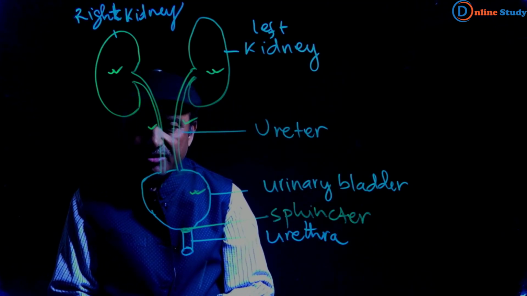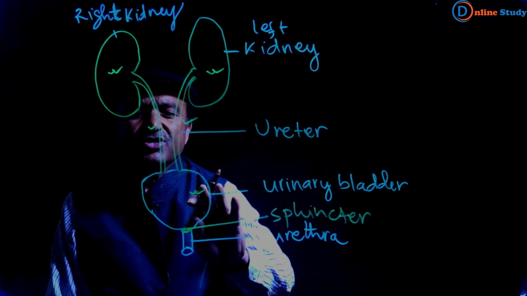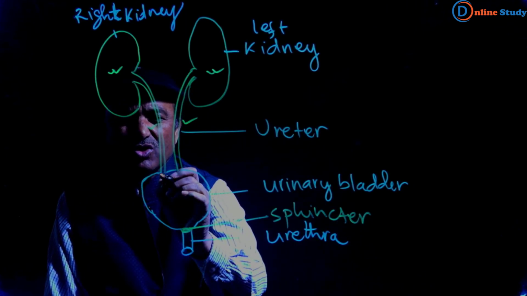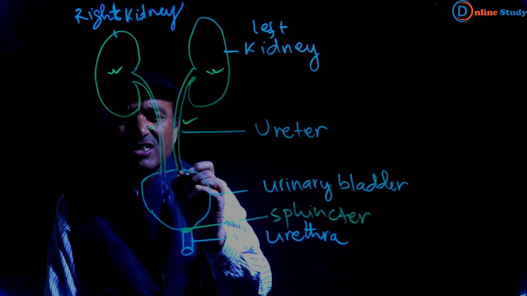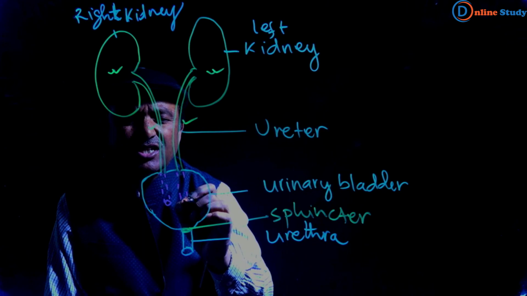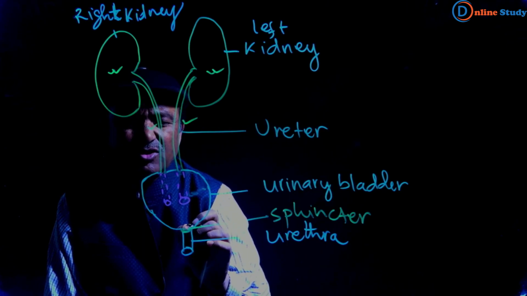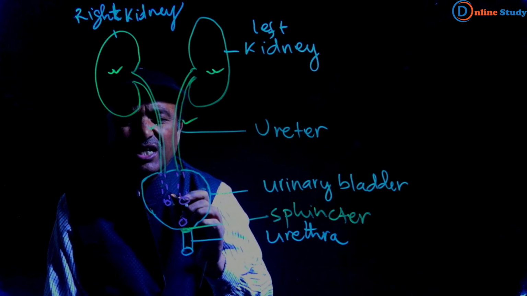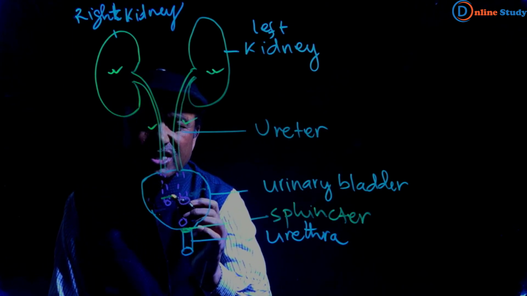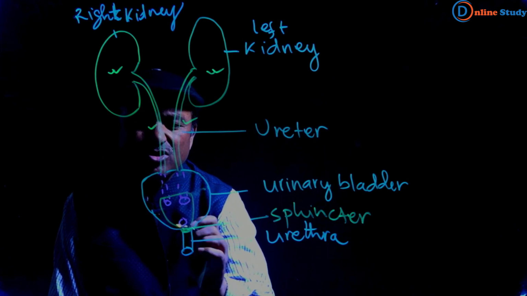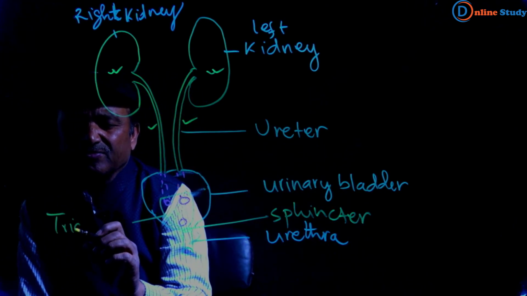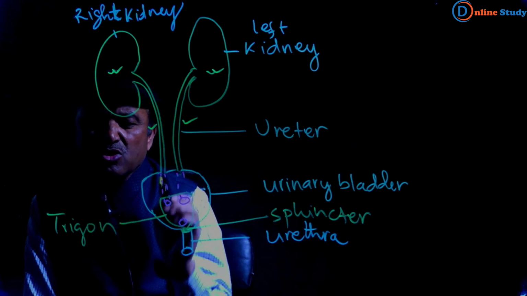Inside urinary bladder, we can see another structure. It is generally asked. Just understand the rough structure. This is the opening, and this structure is called trigone. So again listen.